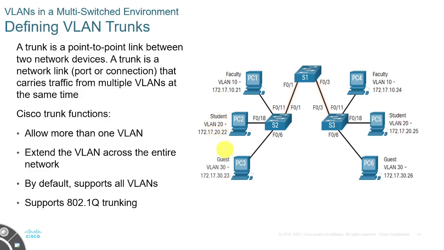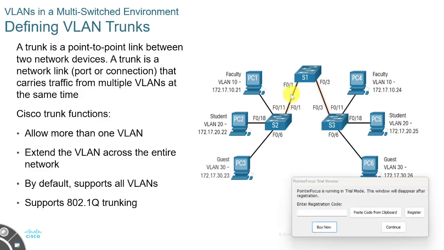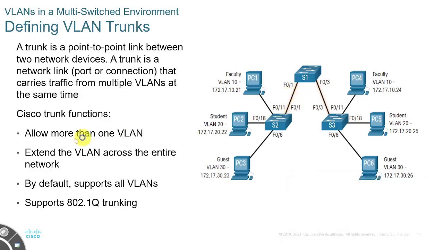VLAN 10, VLAN 20, VLAN 30, they communicate. All of them pass through this link. Okay, and here also the same thing. So what are the Cisco trunk functions? Allow more than one VLAN to pass through the trunk. This means that to pass through this trunk, it allows more than one VLAN's traffic here.